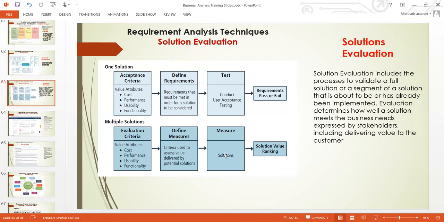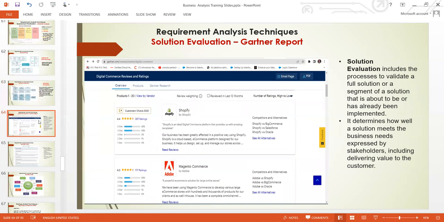To do this evaluation, it's going to be tough if we want to do it on our own, just like that. But we have so many sites, vendors or consultancies that can help us do that. During solution evaluation, we can equally use Gartner or other websites that will help us to do the analysis. Gartner is one of the best websites for analyzing various software or solutions to pick the best one, looking at their various ways of doing their analysis.